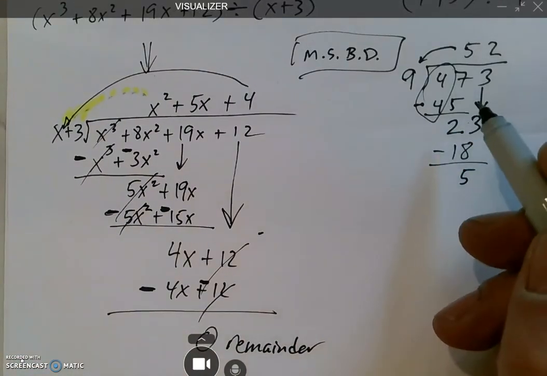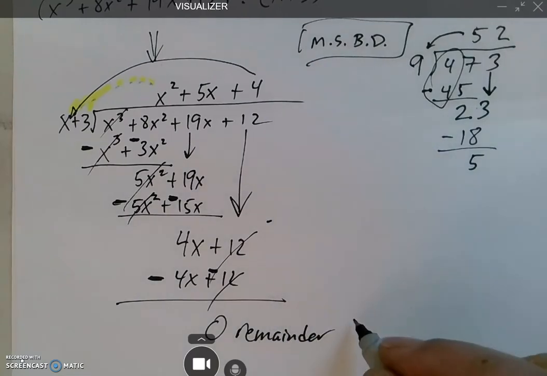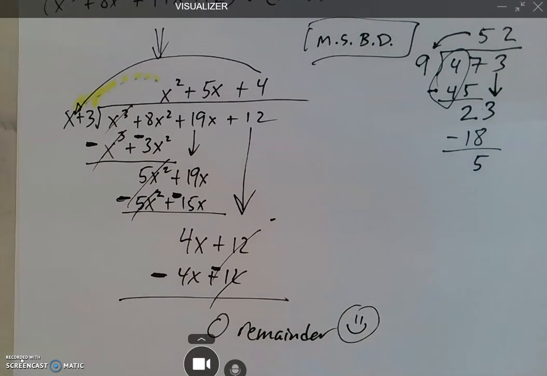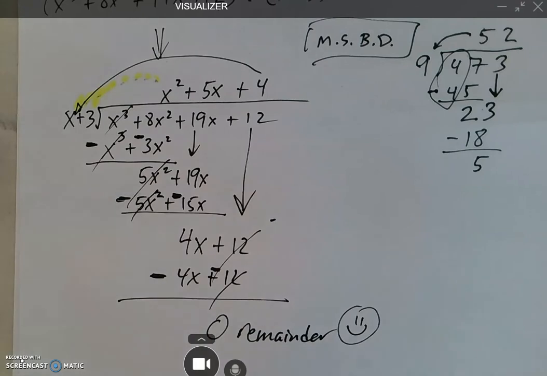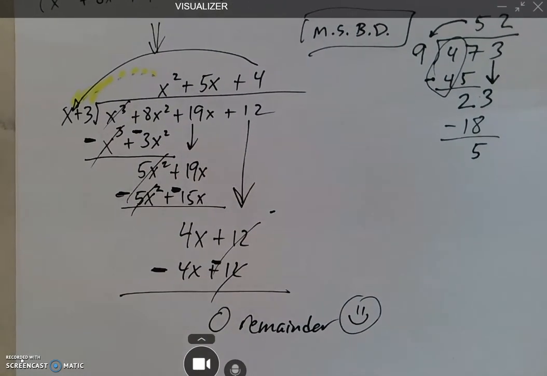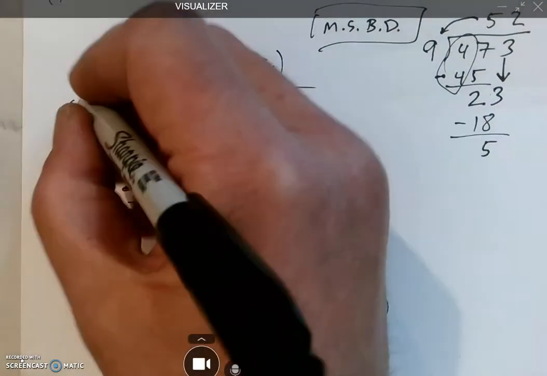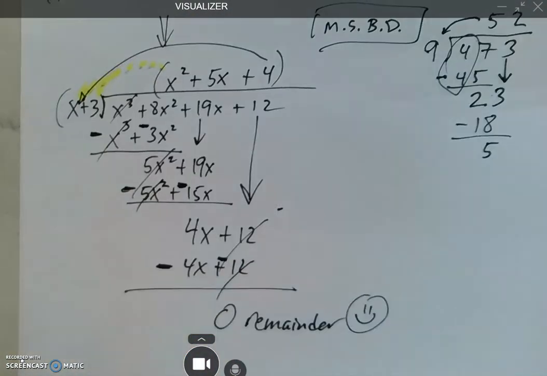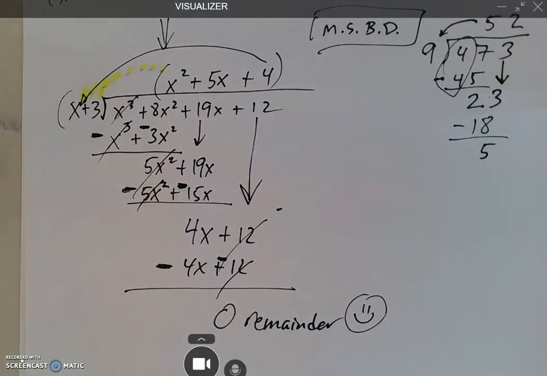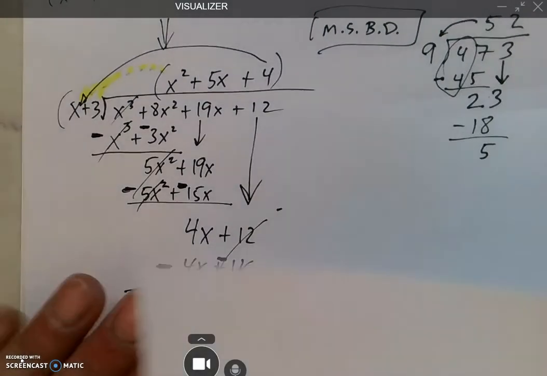This didn't have a 0 remainder. That's okay. But we really want a 0 remainder when we're doing long division. Okay. So what that means is this divided nicely by this. And this part up here is your answer. So let's take that with synthetic division and try and do that same thing with synthetic.